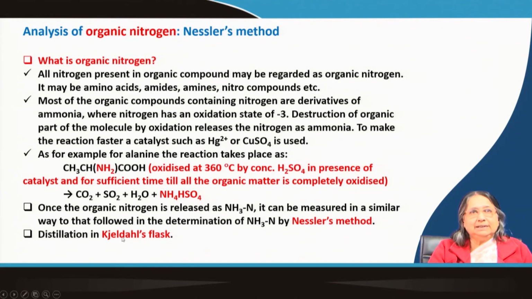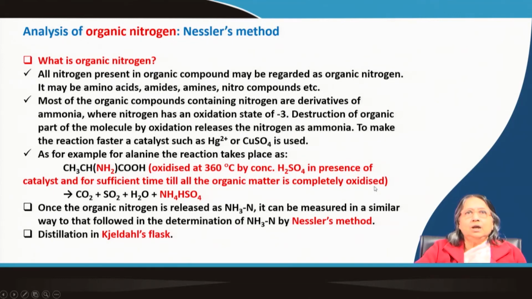So, you have to do distillation in the Kjeldahl flask, but here you have to add concentrated sulfuric acid to the solution where you have some organic nitrogen present. Then you have to heat it at high temperature, about 360 degrees centigrade, for sufficient time till the organic matter is completely oxidized.